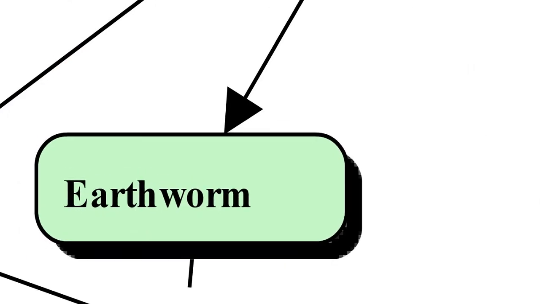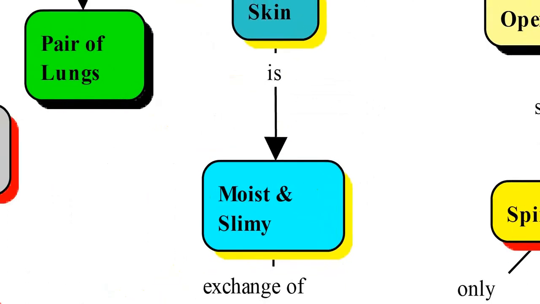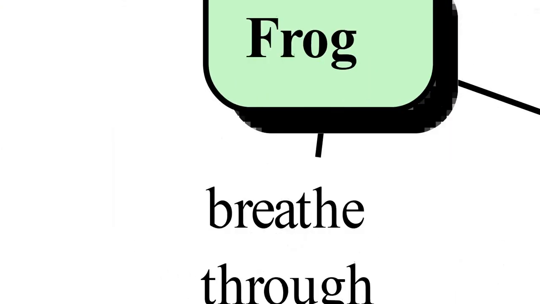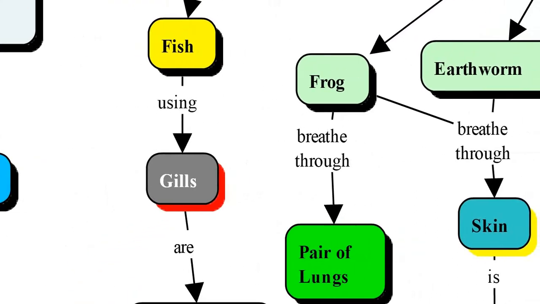Now we will come to breathing in earthworm. Earthworm breathes through its skin. Its skin is moist and slimy. Oxygen present in the air dissolves into the moist and slimy skin of the earthworm. This dissolved oxygen enters into the blood vessels of the earthworm by a process called diffusion. Now we will come to frog. Frog breathes through a pair of lungs and can also breathe through its skin.